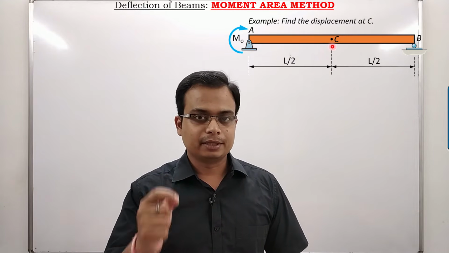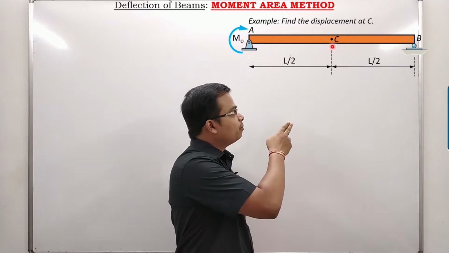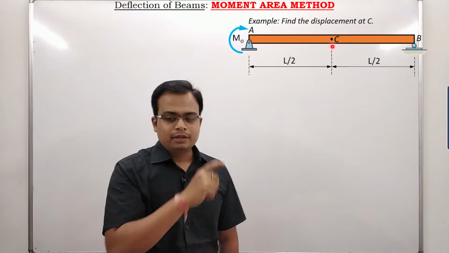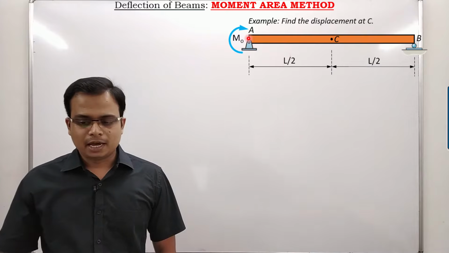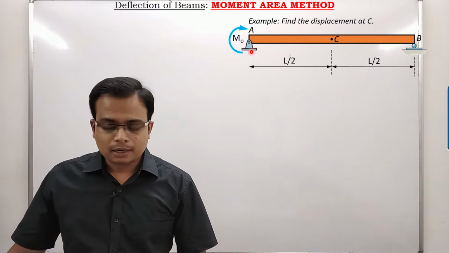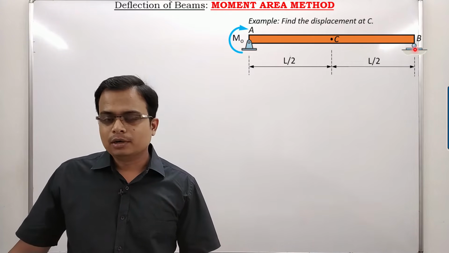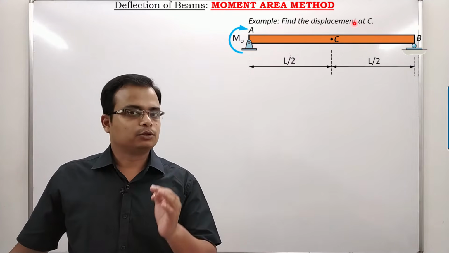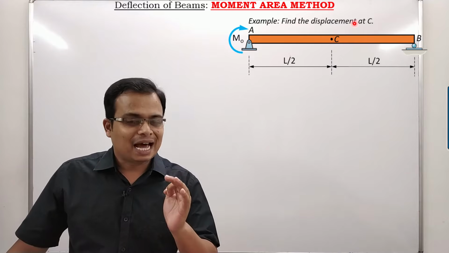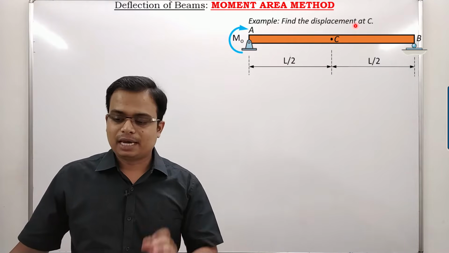It's moment area method. So here is the problem in front of us, and you can clearly see that we've got a couple acting at point A, and we've got obviously two supports, a hinge support and a roller support. What we need to do is find the displacement at C, or you can also say that deflection at C is supposed to be calculated.